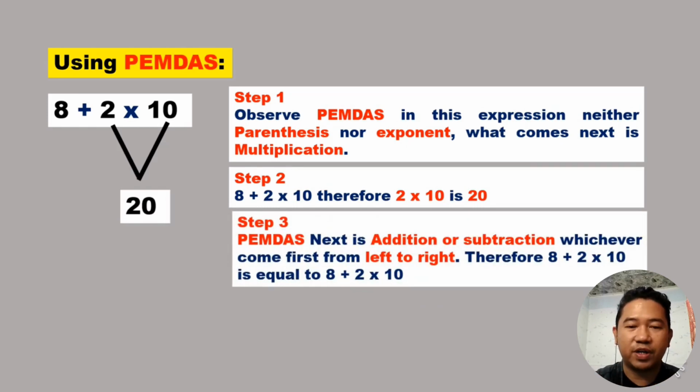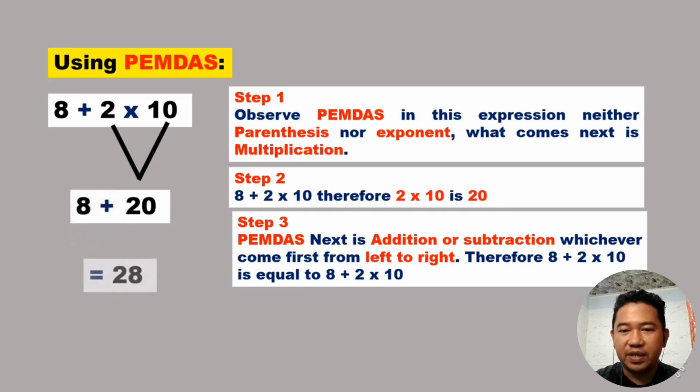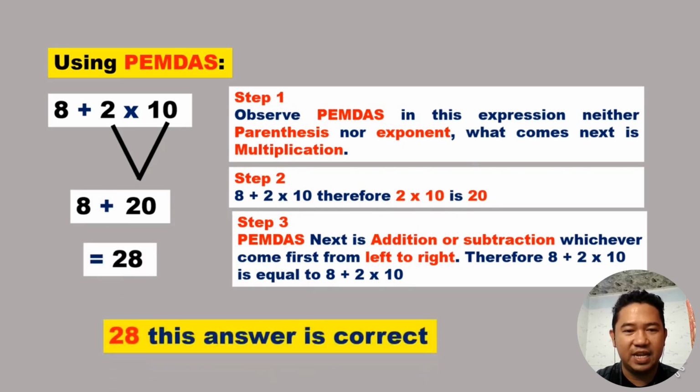Now, step 3 for PEMDAS, addition or subtraction, whichever comes first, from left to right. So therefore, 8 plus 2 times 10 is equal to 8 plus 20. 8 plus 20 equals 28. That's the correct answer.